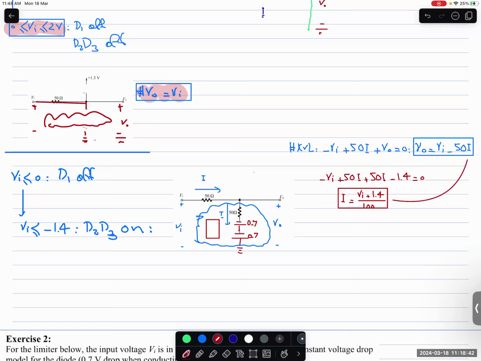I will take this one, I will put it here, okay? And then you will have VO equal to VI minus 50 times VI plus 1.4 divided by 100, okay? And here now, if you simplify it, what will it be? VO, just do algebra, becomes 0.5 VI minus 0.7.